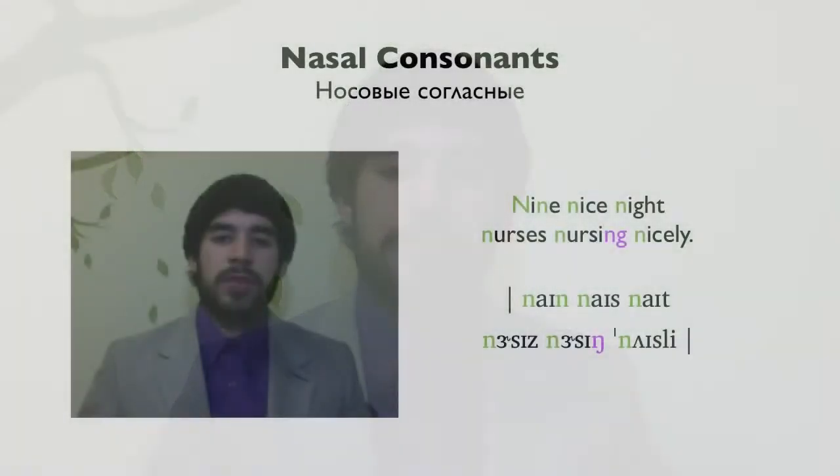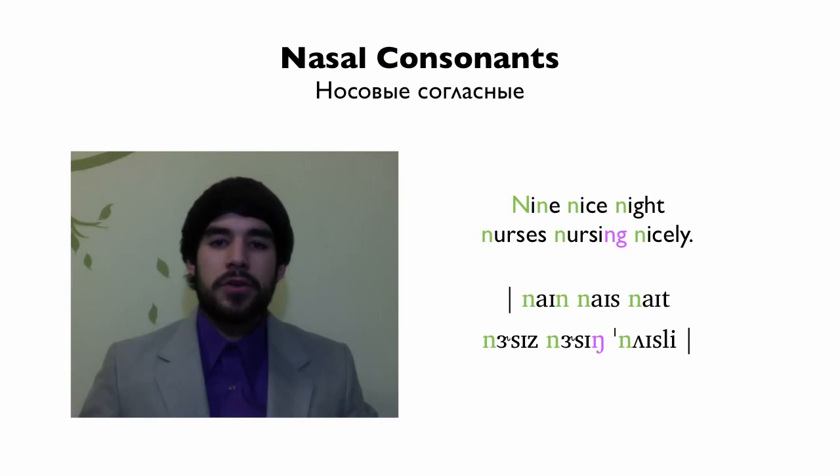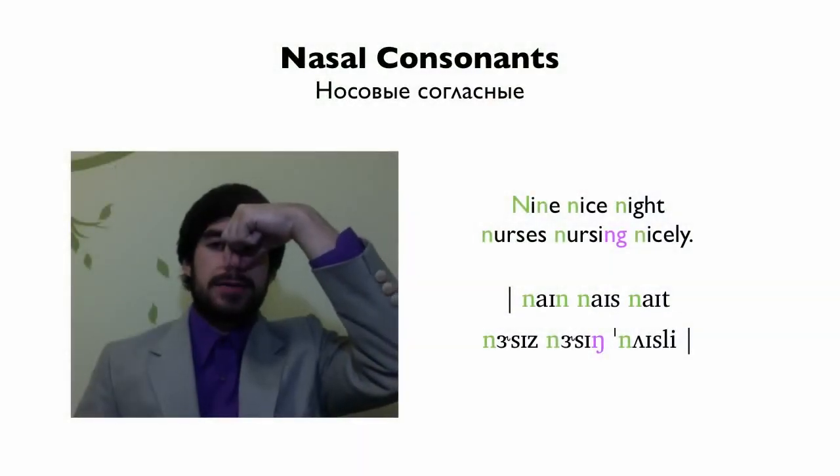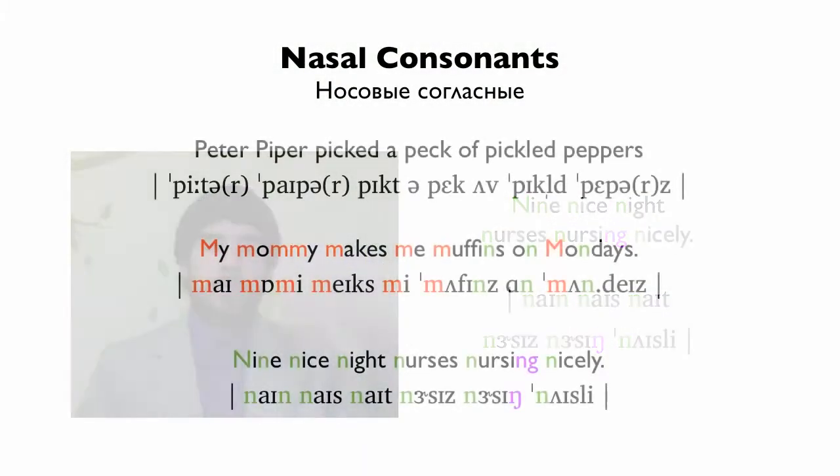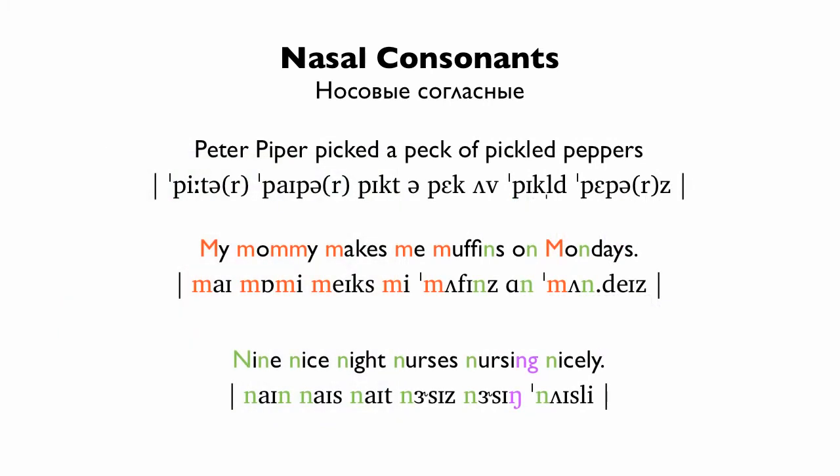Here's another tongue twister, this one containing the nasal consonant n. Nine nice night nurses nursing nicely. If we say this again while holding our nose, we notice that it also sounds funny, and we can feel the vibrations in our nose during the nasal consonants. Nine nice night nurses nursing nicely. Go ahead, give it a try. Pause the video and try saying these 3 tongue twisters. First, normally, and then while holding your nose.